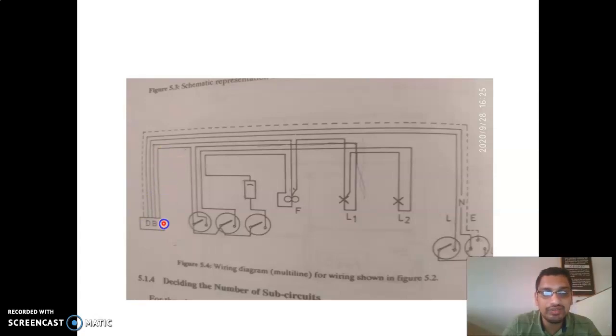The phase of the sub-circuit goes directly to the input of the switchboard. We have 3 sub-circuit points: 2 lamp points and 1 fan point. We name the lamp points L1 and L2, and F is the fan point. The corresponding 3 switches are there: the first for L1, the second for L2, and the third for the fan.